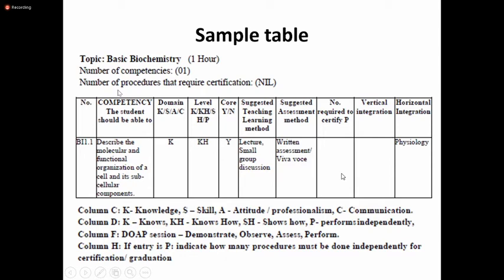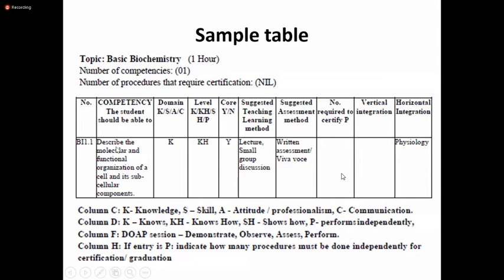If you see the first competency, that is BI 1.1, BI for biochemistry, 1.1. This is the first competency of biochemistry: describe the molecular and functional organization of a cell and its subcellular components. This is just a knowledge domain, so there is no skill required for this.